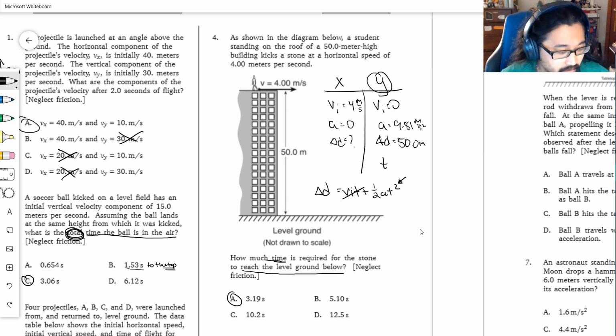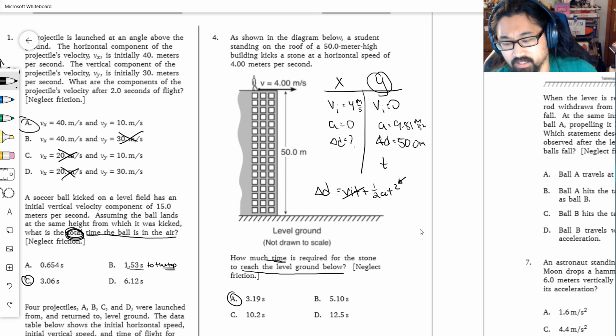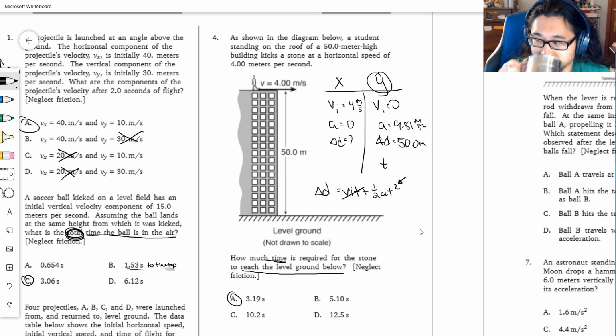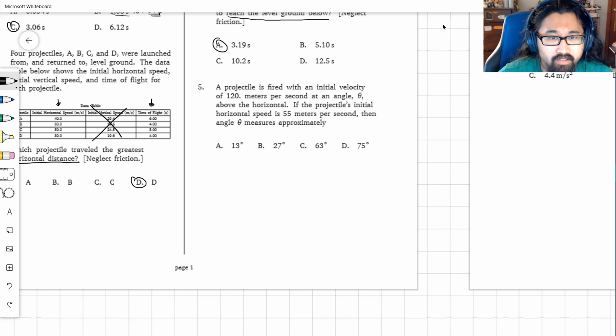If you don't remember the half... Actually, if you don't remember the half, you get the wrong answer entirely. So that's less of a problem, at least this time. Alright. Last one on the first page.